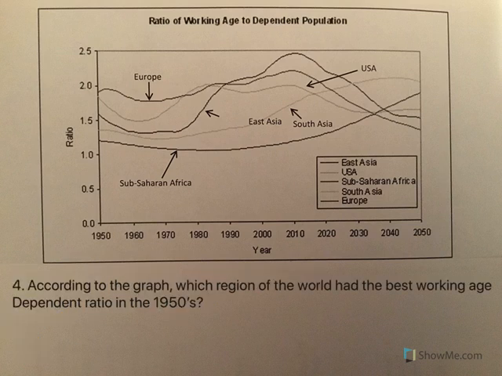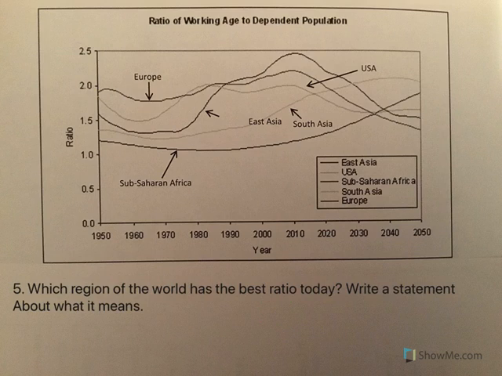So keeping that in mind, according to the graph, which region of the world had the best working age dependent ratio in the 1950s? Because remember, we're looking for high. Who had the highest? In this case, we want highest because it's the inverse. So 1950 is here. The highest was that. So Europe. Europe wins for the highest in the 1950s.